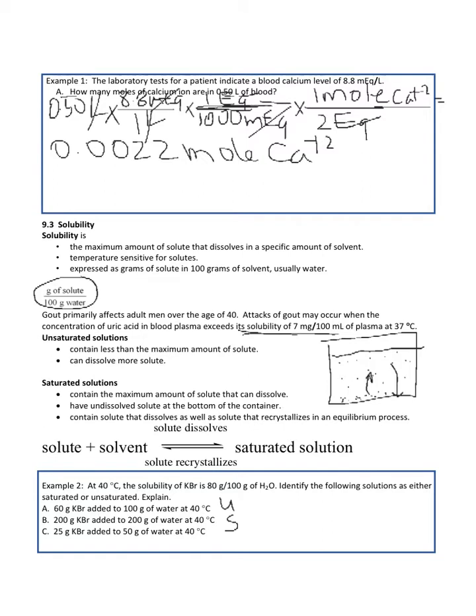Example C. 25 grams of potassium bromide are added to 50 grams of water at 40 degrees Celsius. In every 100 grams, we could dissolve 80 grams of potassium bromide, which means that for every 50 grams of water, we could only dissolve 40 grams of potassium bromide. We have attempted to dissolve 25 grams. That is less than the maximum amount of 40. So this solution is an unsaturated solution.